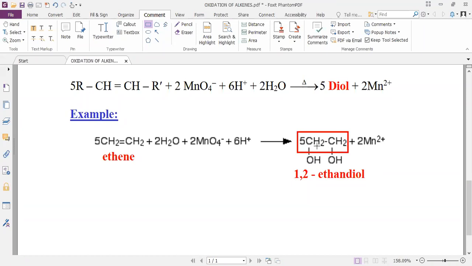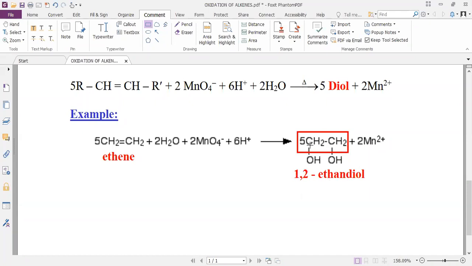So it will be 1,2-ethane. Now, the double bond is removed. It will be converted from ethene into ethane, from alkene into alkane. Ethane diol. Why diol? Because we have 2 hydroxyl groups, so it is a dialcohol. But if we have only 1 hydroxyl group, then directly the name will be ethanol. But here we have 2 hydroxyl groups, so it will be converted into dialcohol, 1,2-ethane diol.